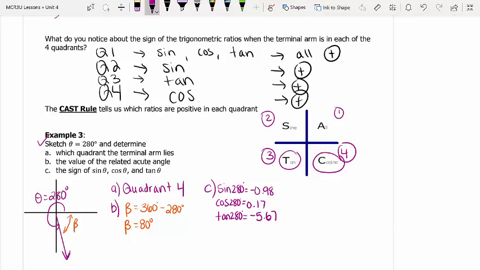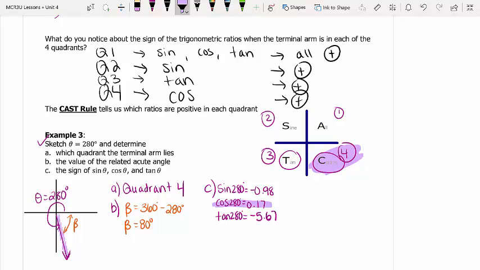Okay, so when you plug them into your calculator, that's what you get. And now let's compare this to the CAST Rule that we just learned. So, our terminal arm is in quadrant 4. The CAST Rule tells us that in quadrant 4, cosine is the only one that should be positive. Did that happen? Yes, cosine was the only one that was positive. The other 2 were negative.